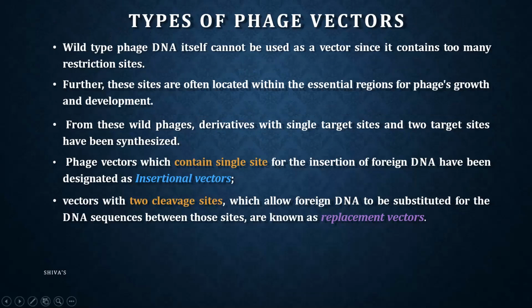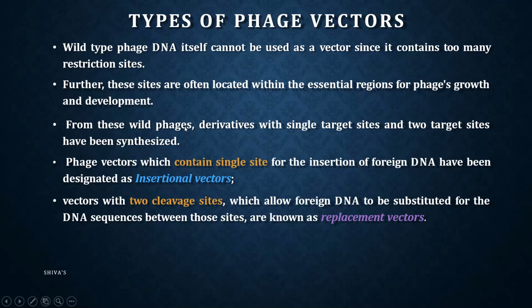Wild type phage DNA itself cannot be used as a vector, since it contains many restriction sites. Further, these sites are often located within the essential region for phage growth and development. So you cannot even remove them.